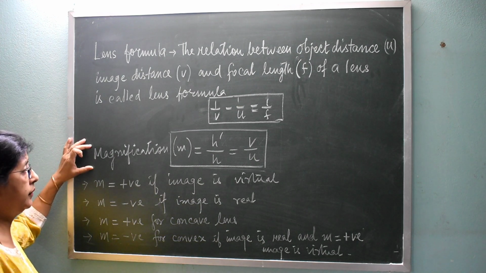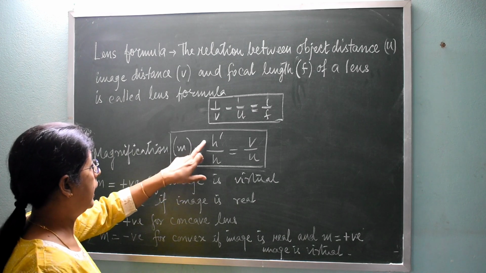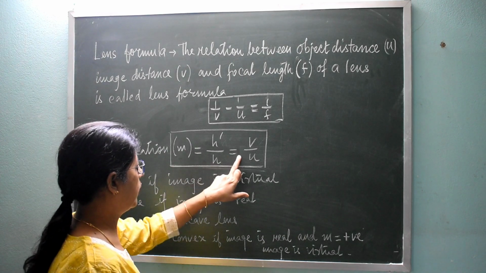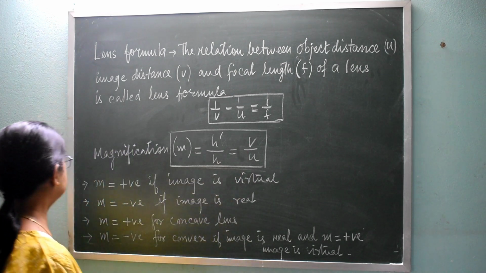Next we have the magnification formula. Magnification m equals height of the image divided by height of the object. One more formula we have is the image distance divided by the object distance.